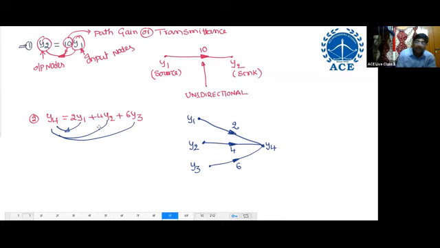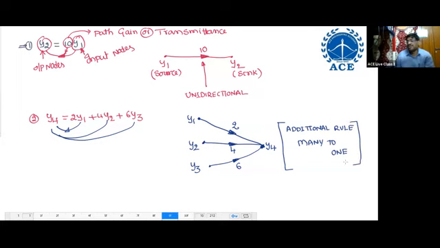This is the output node. These are input nodes. This represents the addition rule. Addition rule means this node acts as an adder or summer. Y4 equals 2Y1 plus 4Y2 plus 6Y3. This is called the addition rule. Many to one represents the addition rule. Many nodes to a single node represents the addition rule.